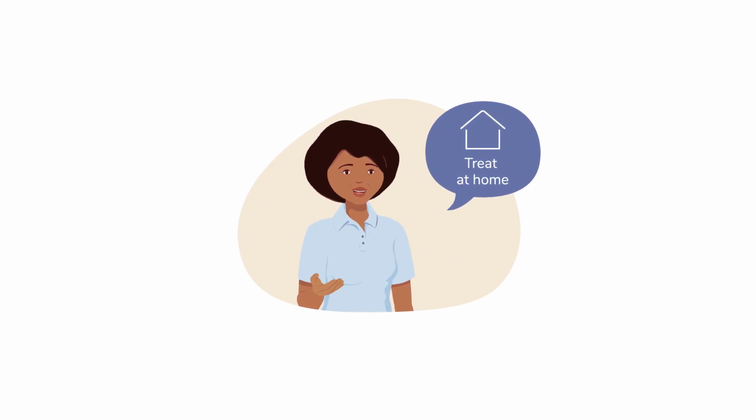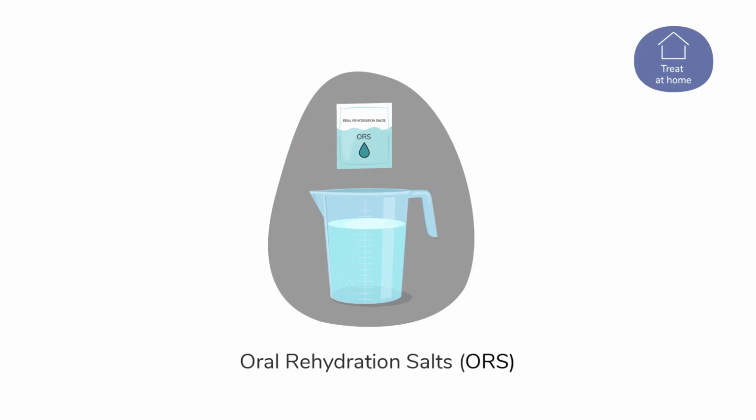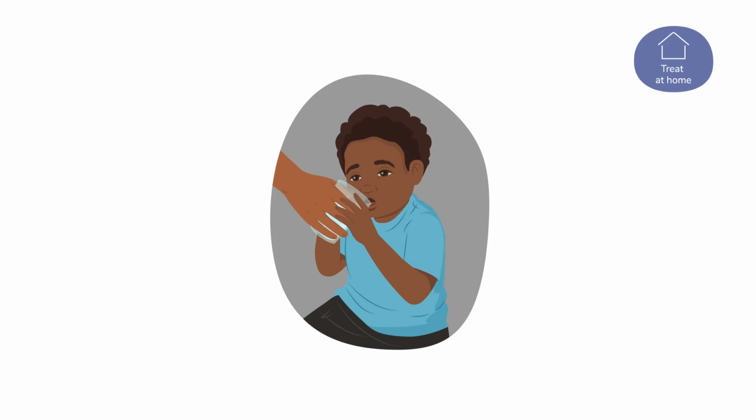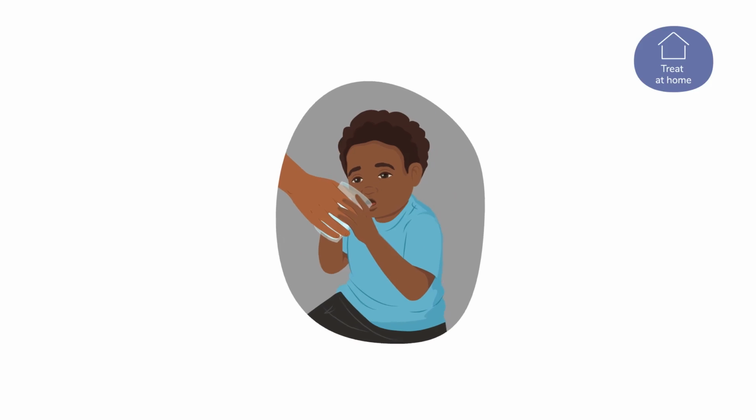The most important treatment for diarrhea is to ensure that the child stays well hydrated by getting enough liquids. This normally means giving the child an oral rehydration salts or ORS solution. Show the caregiver how to make an ORS solution. If you do not have ORS, you can show them how to mix a sugar salt solution or SSS. Then, help them give the solution to the child. Refer to the video and job aid for step-by-step instructions on how to do this.